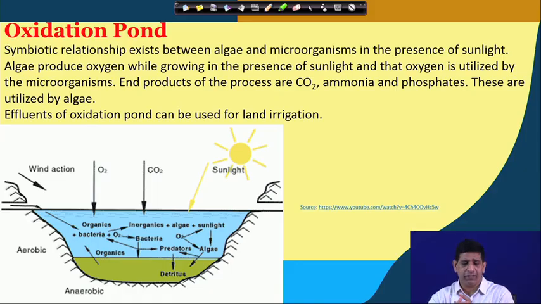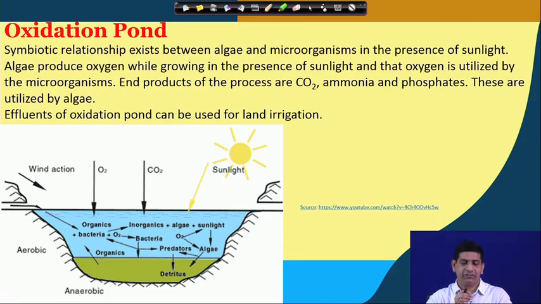These are utilized by algae. As you can see, there is a symbiotic relationship between algae and microorganisms. Algae will use CO2 and produce oxygen, and microorganisms will use that oxygen and do the organic matter degradation for us in terms of wastewater treatment. Then they will produce CO2, because since it is an oxidation process, an aerobic process, CO2 is produced, which can again be used by algae, and ammonia and phosphate can also be used by algae as a nutrient source. So, it is win-win for everyone.